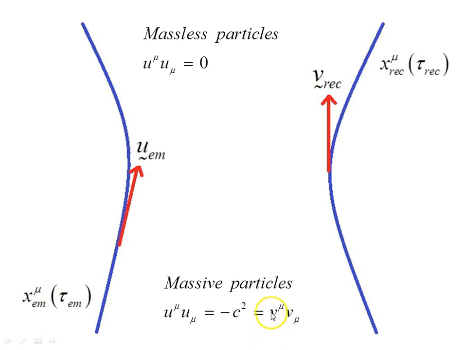Alright, now for the emitter and the receiver, the four velocity is given by this: U for the emitter and V for the receiver. It just separates them so you know which one I'm talking about. That four velocity is tangent to its world line. At all points on the world line, the four velocity is tangent to it, which is shown by these red arrows here.